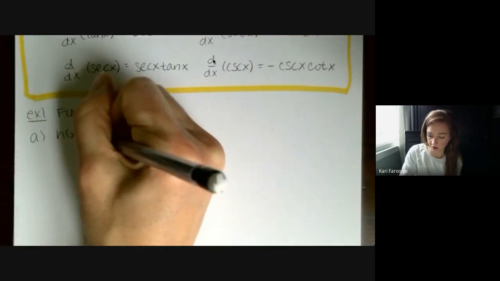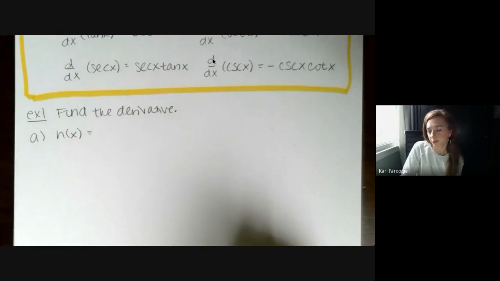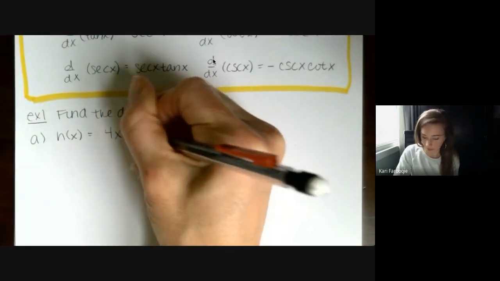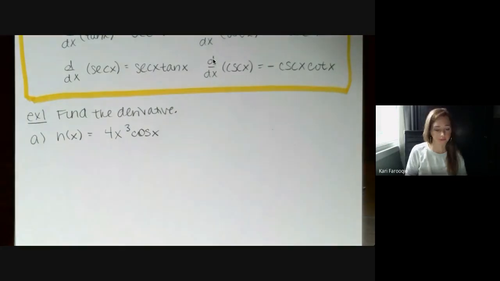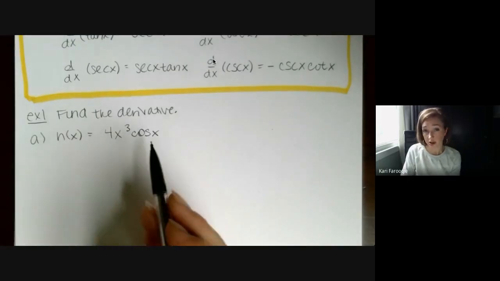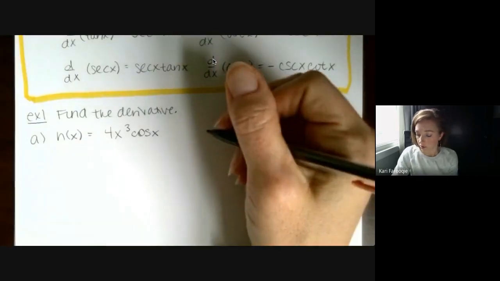So the first function, and I've taken to calling these h of x just because if we need to use the product or quotient rule, I don't want the f and g to be confused with the function names. H of x is 4x cubed times the cosine of x. So this is a classic example of when you would have to use the product rule, and there's no way around it. You're taking the product of a polynomial function and a trig function. So you're going to need to use the product rule.